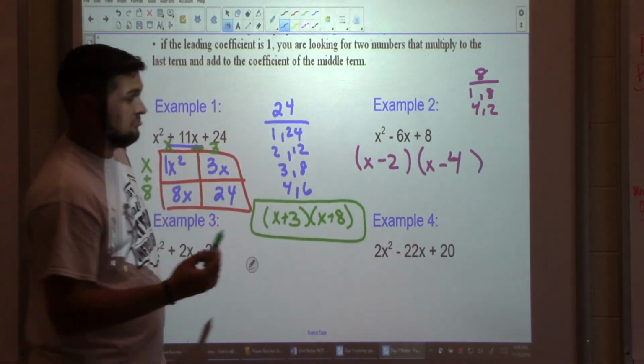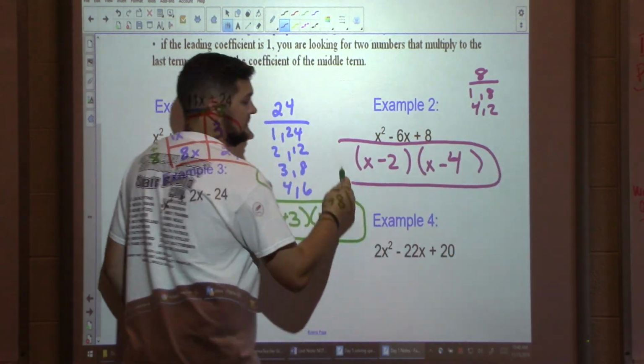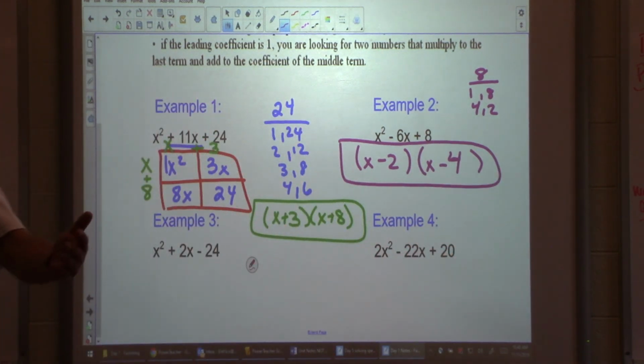And that's my answer. Now, is there a way to check our answers? Yeah, what do you do? Distribute. Well, FOIL, right? Distribute, FOIL, same thing. FOIL it back out, and you should get what you started with.